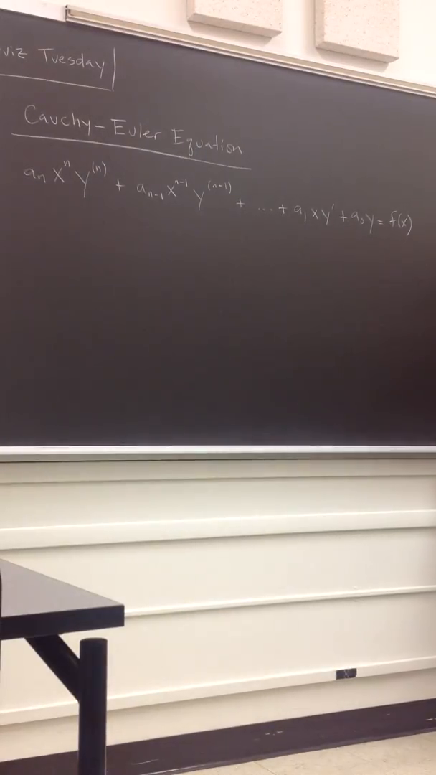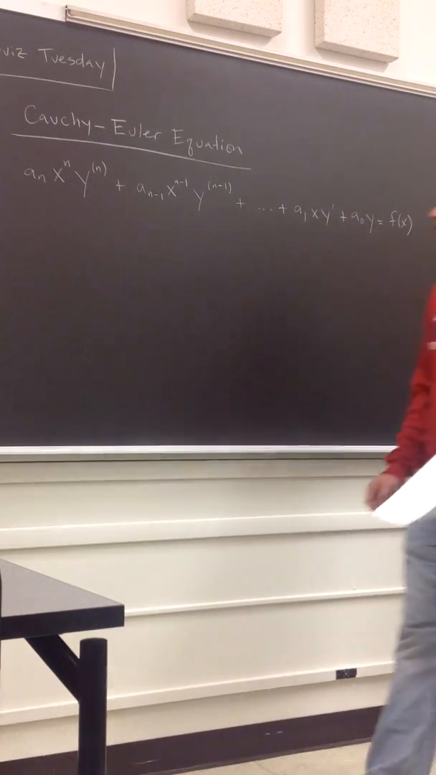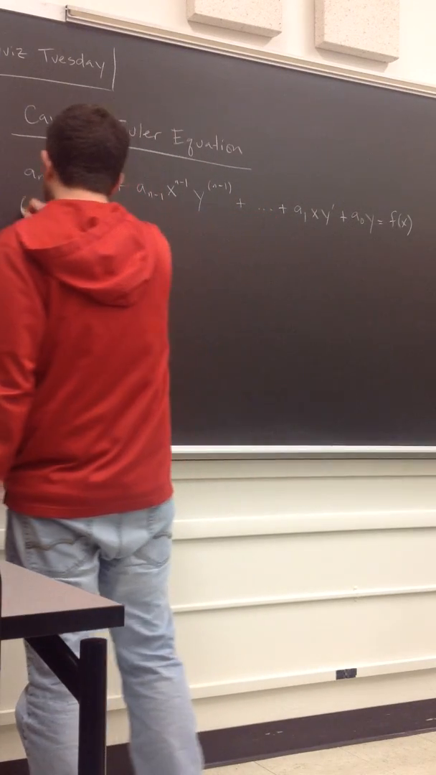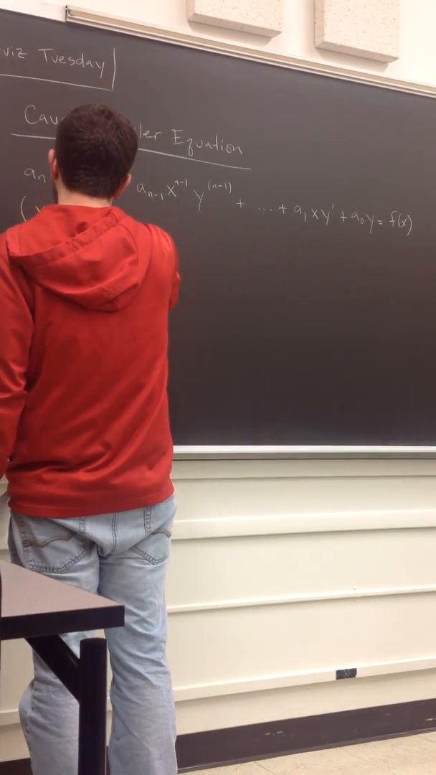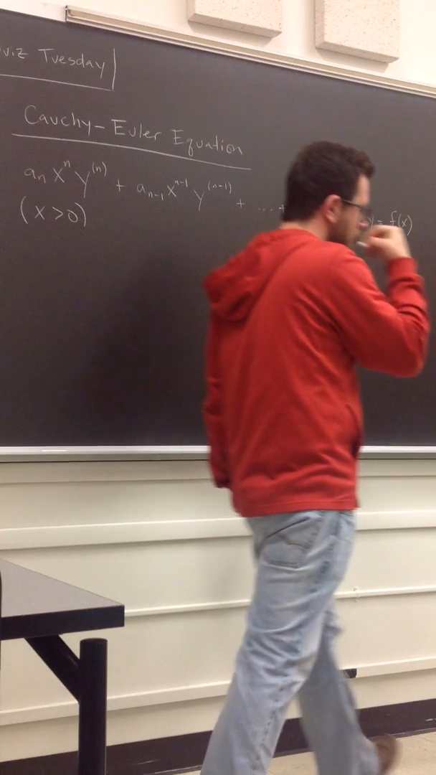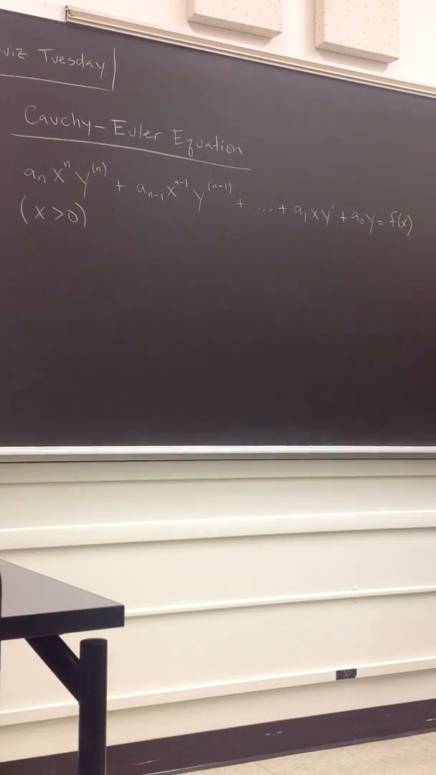What is the pattern that you notice? The power of x is equal to the order of the derivative of y. That's what makes these Cauchy-Euler. And we're also going to require that x is positive. This requirement is in order to guarantee existence and uniqueness of the solutions that we find.